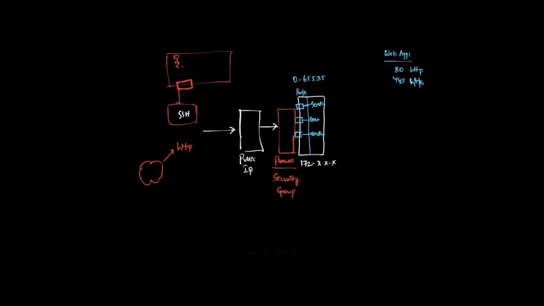Let's say 1.1.1.1. You're going to make a rule saying that if any request comes from 1.1.1.1, then allow port 22. Or in fact in reverse, port 22 should be allowed only from 1.1.1.1. You're going to write that rule.